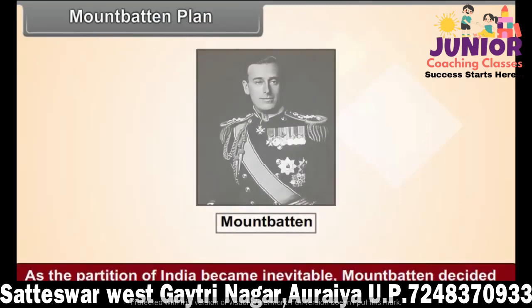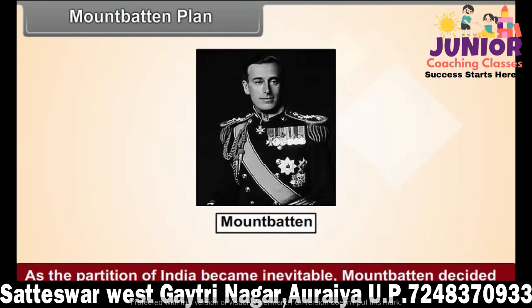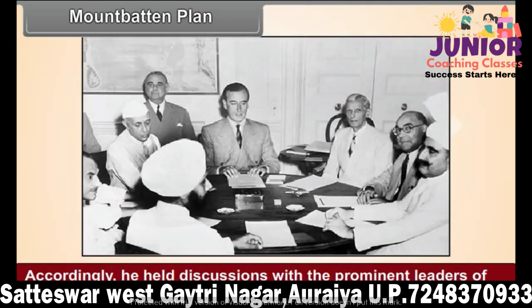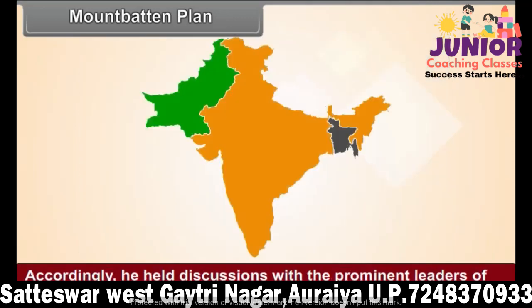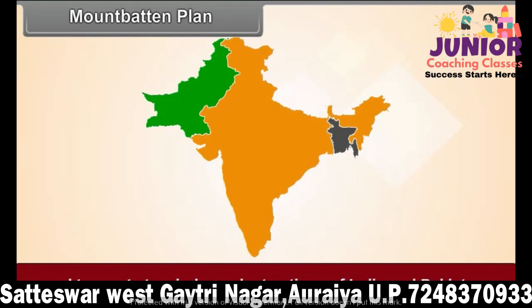Mountbatten Plan. As the partition of India became inevitable, Mountbatten decided to partition it. Accordingly, he held discussions with the prominent leaders of India. Thereafter, he prepared a plan to partition India and to create two independent nations of India and Pakistan.